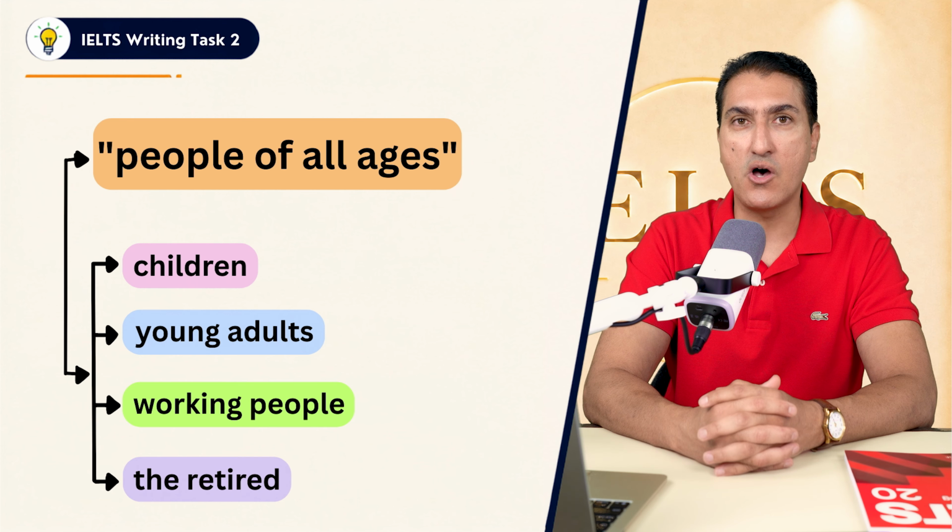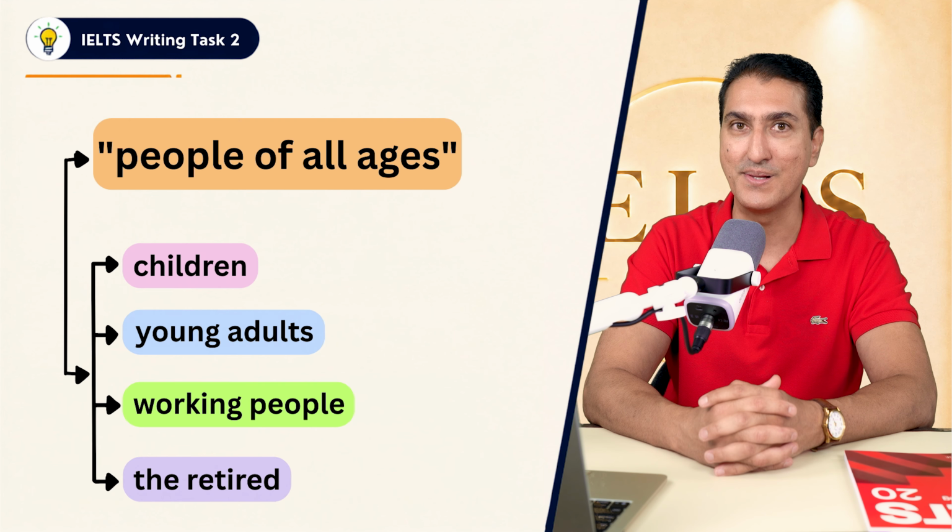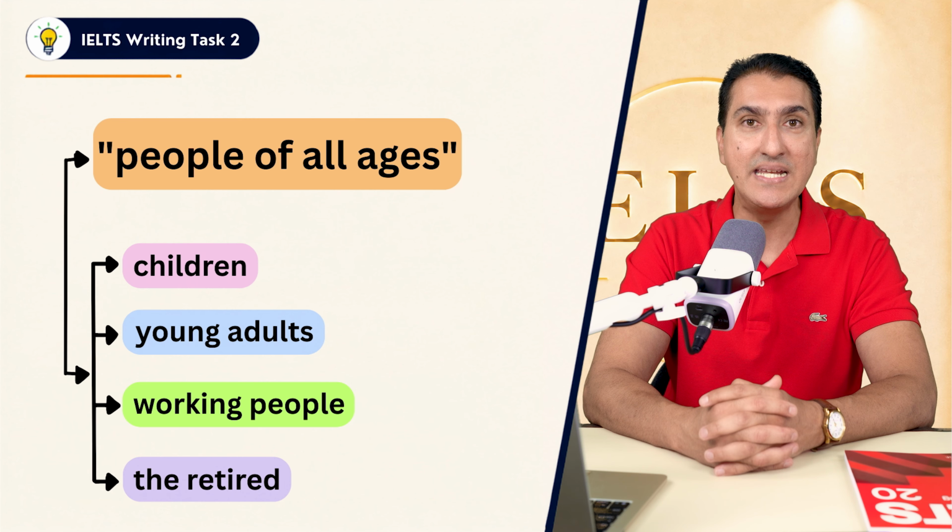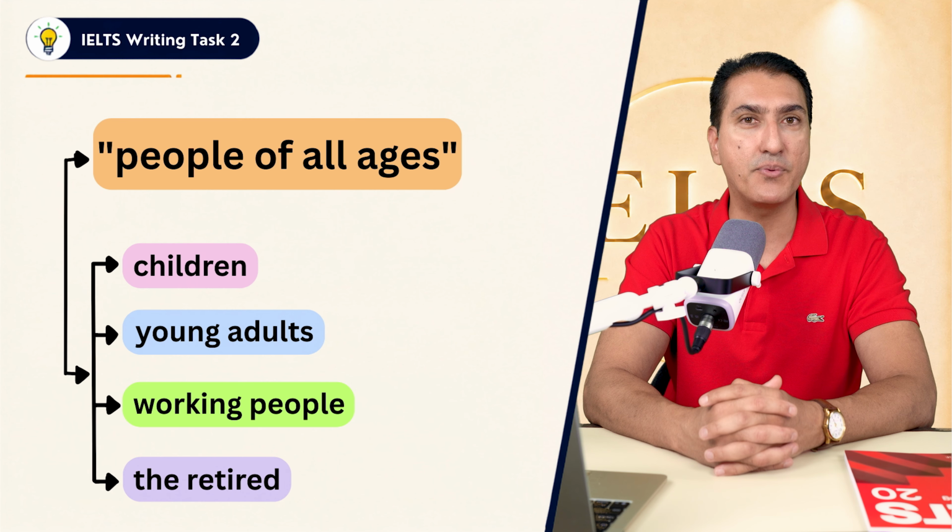You may be asking why. Well, because people of all ages already includes children, young adults, working adults, and the retired people. So, there is no need to mention each group separately. This is exactly what we mean by using more general or more specific words. We replace several specific groups with one more general expression without changing the original meaning.